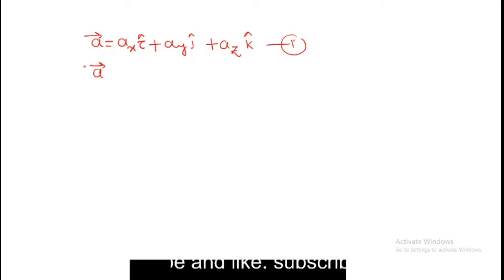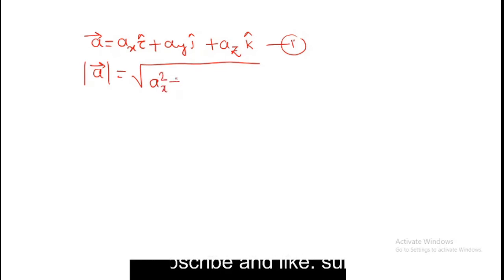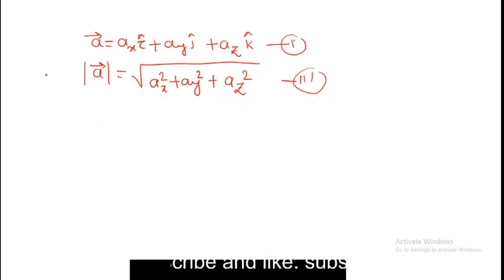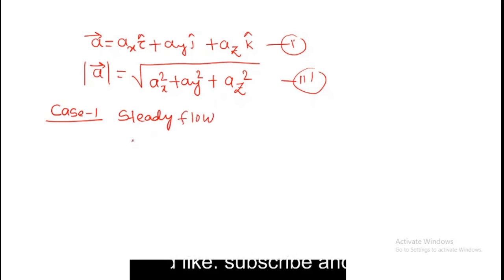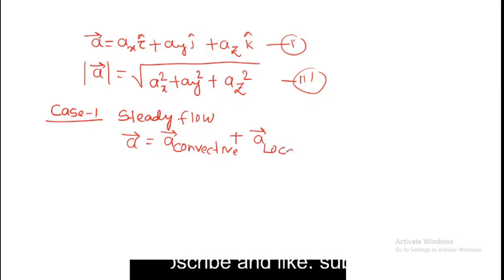If I want to find out the magnitude of the acceleration, that is nothing but the square root of ax square plus ay square plus az square. Now if you take case 1, suppose you have taken steady flow condition. We already know the acceleration is a sum of convective acceleration plus local acceleration, or temporal acceleration.